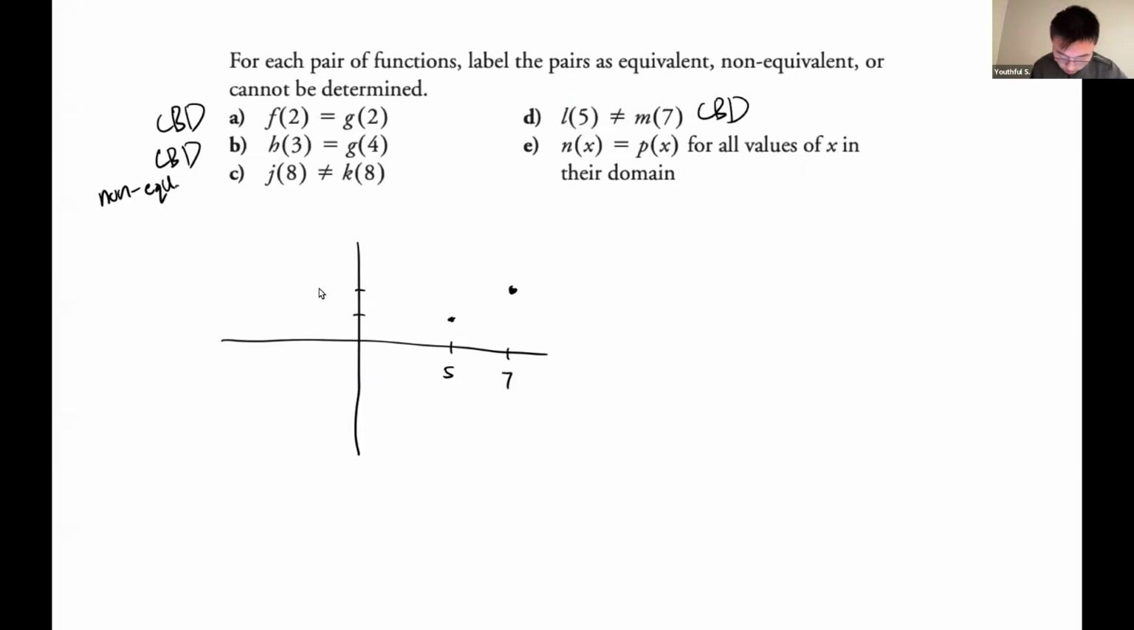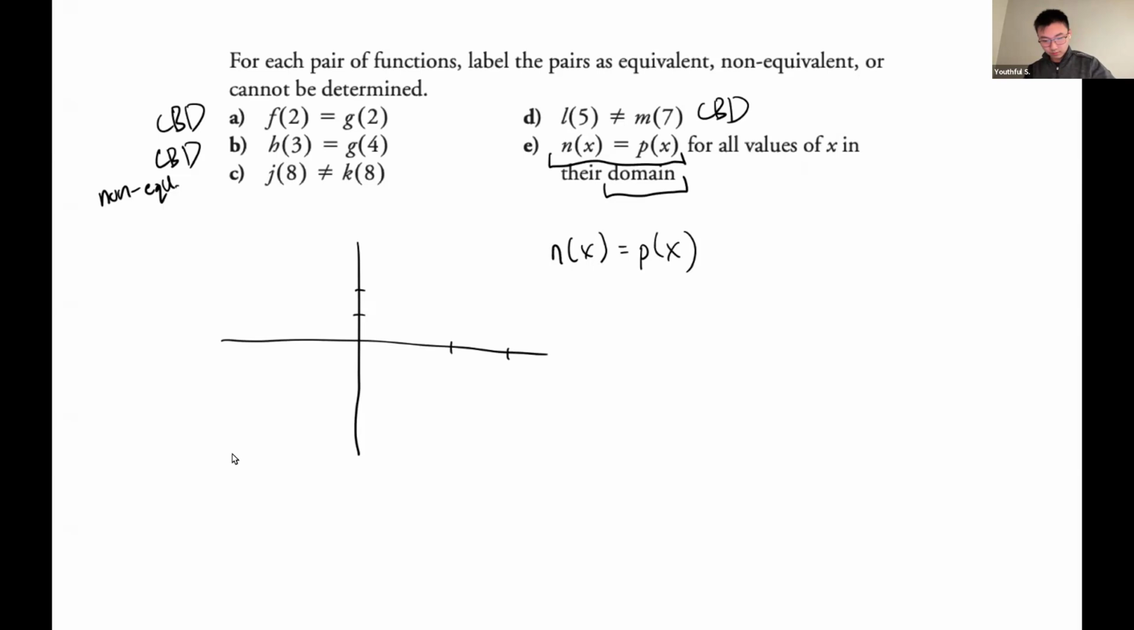Okay, and then the last part. So this is going to be referring back to domain. So the domain, again, is just the set that contains all the X values of a function. And they tell us that the two functions are equal for all values of X in their domain. So this is directly telling us that N of X will always equal P of X for every single value of X.